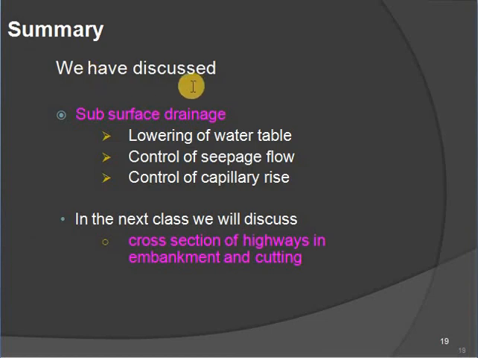So in summary, we have discussed subsurface drainage, lowering of water table, control of seepage flow, and control of capillary rise. So these are the topics in this chapter. Subsurface drainage is compulsorily provided on all roads in order to control seepage losses, capillary rise, and the water table.